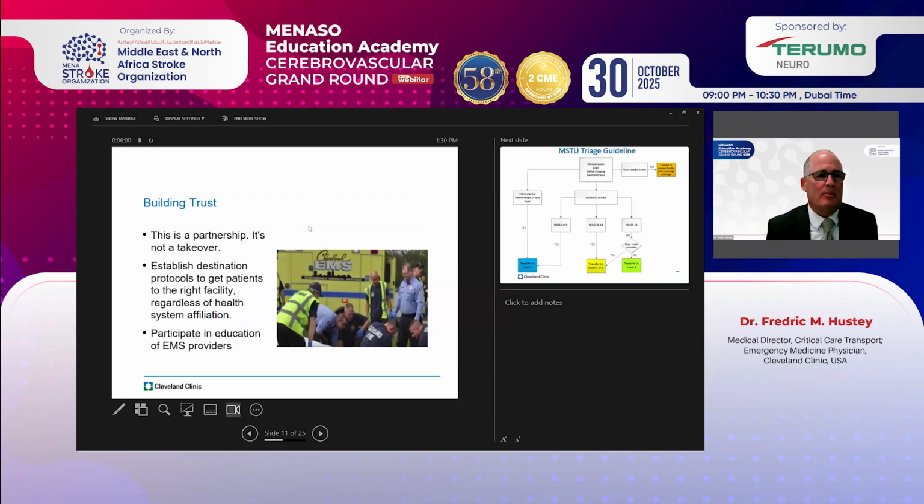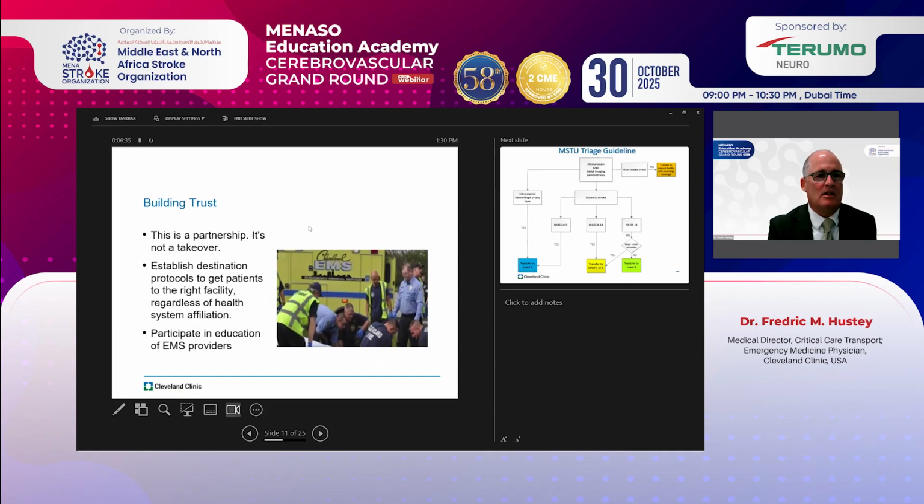And we had to establish destination protocols to get patients to the right facility, regardless of their health system affiliation. In the Cleveland metropolitan area, we have 3 large health systems that all compete with each other. And there was concern that this mobile stroke program was going to be more about stealing patients and bringing them into Cleveland Clinic than about trying to make a difference for patients, which is really what the goal of the program is. And so we had to develop those protocols and be very transparent with those EMS agencies and the other healthcare facilities and the government, to show them that we were going to be fair in how we were managing this.